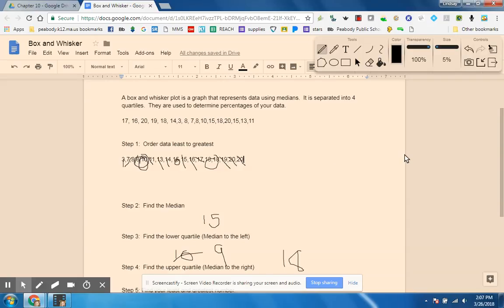The median to the right, which is 18. And I'm going to erase this for a second. Let me just write this on a piece of paper so I don't forget this. So we get 15, 9, 18. Okay, so I'm just going to erase this.